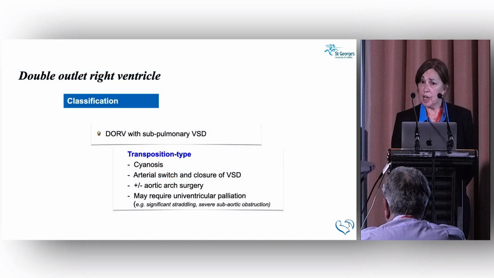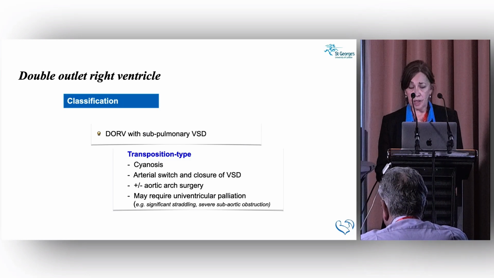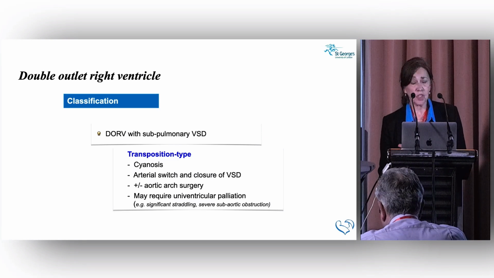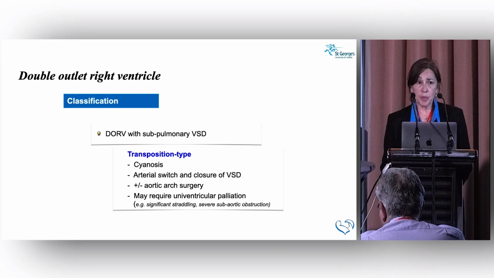So transposition type, obviously the baby's going to be with cyanosis and it's going to require an arterial switch and closure of the VSD plus or minus aortic arch surgery, like in the case I showed you, the head coarctation. But you have to bear in mind that they may require univentricular palliation. That is not a biventricular repair.